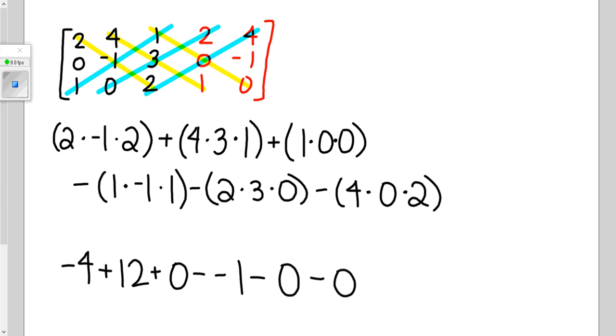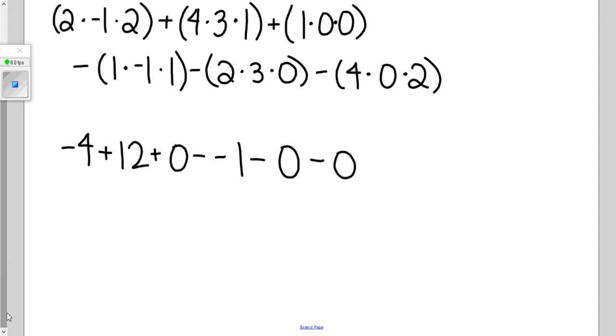I can plug this straight in my calculator, or I can just go piece by piece and figure out what it is. -4 plus 12 is 8. Plus 0 is still 8. Minus a -1. Well, that minus and negative really turns into a positive. So 8 plus 1 is 9. 9 minus 0 is 9. And minus 0 again is still 9. So the determinant for matrix E is equal to 9.